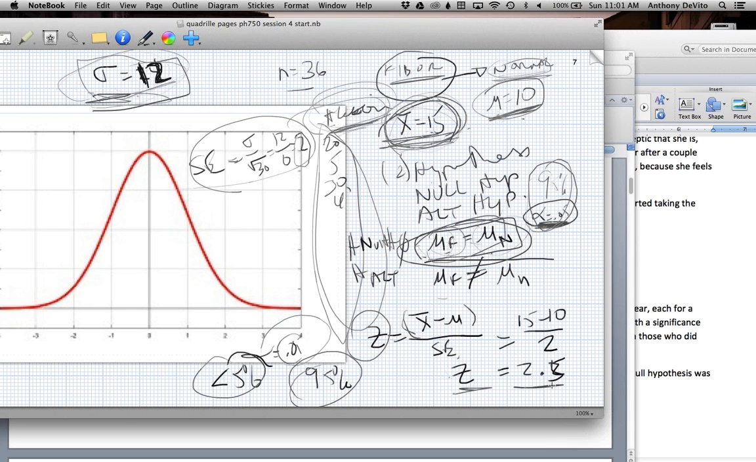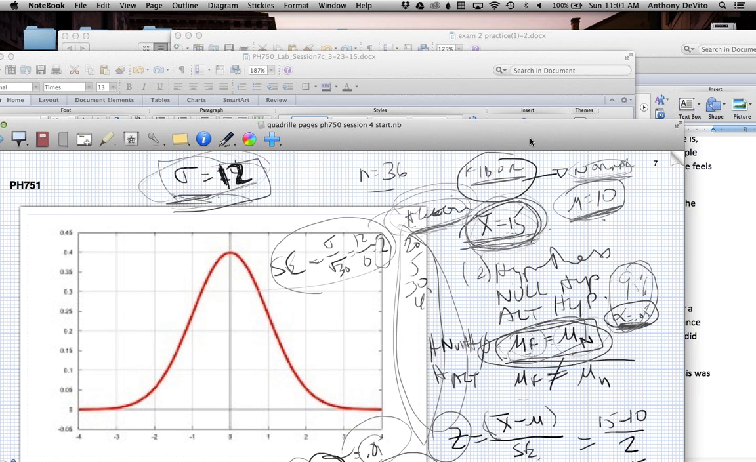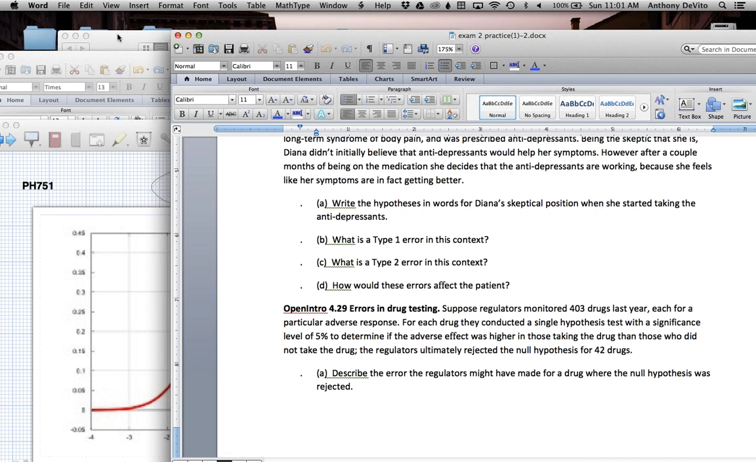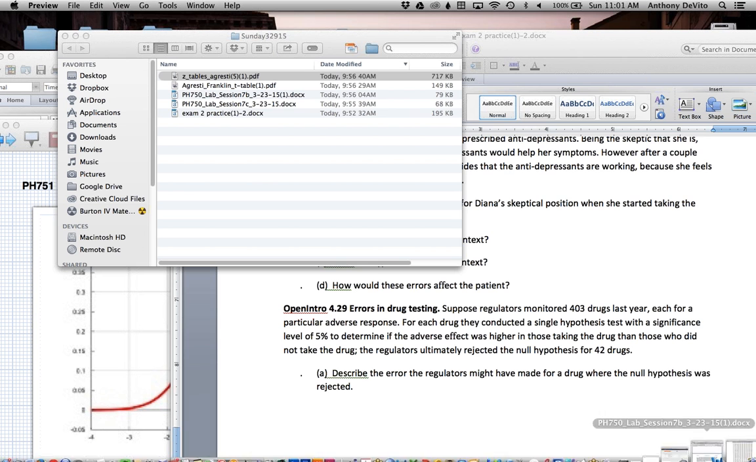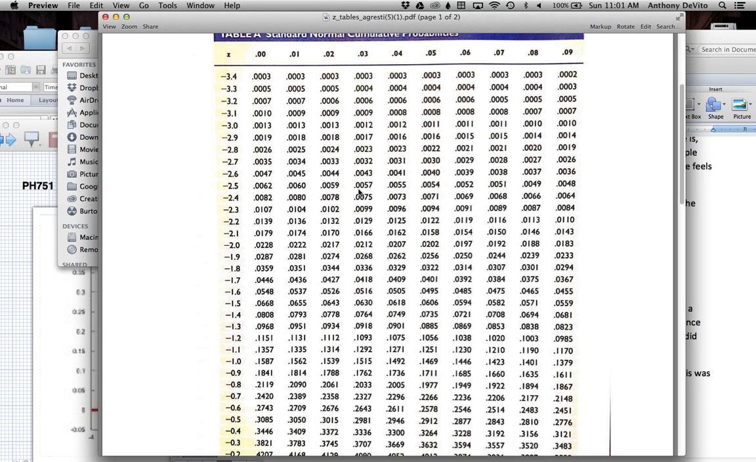I can actually go to the Z table and see what the probability is of getting a difference that big. Okay, so if I went to the Z table, I could look up a z-score of negative and positive 2.5. If I can't find it. Okay, here we go. A negative 2.5.